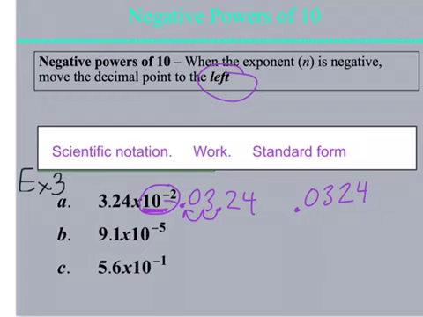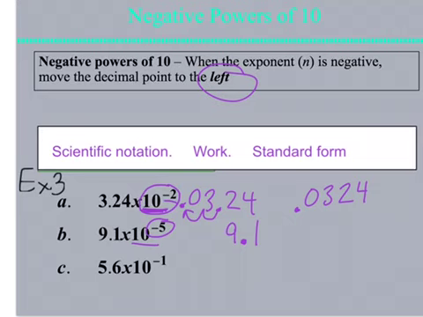Let's try the second one. The first time we do something, it's always a little different. So let's write out my decimal portion, which is 9.1. This time, please take your decimal. We're still multiplying by 10, which is just a decimal space. And which way are we going? We are going to the left. How many places? 5 places.